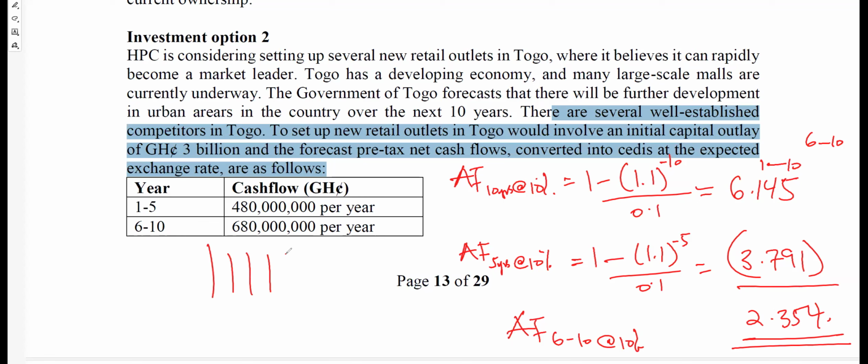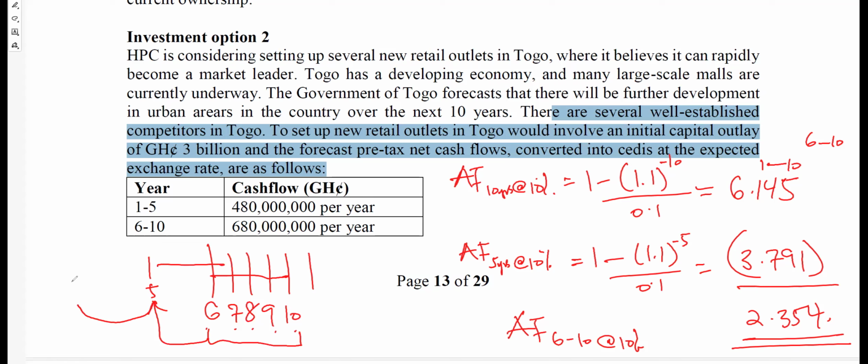1, 2, 3, 4, 5, 6. So year 6, year 7, year 8, year 9, year 10, year 1, 2, 3, 4, 5, right? It ends at year 10. It means it's a 5-year annuity. But when I discount all of this, it's going to drop me in year 5. Then I discount again to bring it to year 0, which is a long process. This one is shorter. It means that I'm going to find a 5-year annuity, which gives me 3.791.